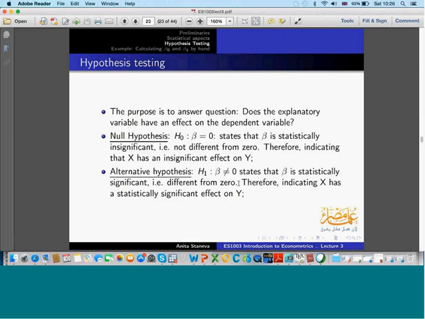The alternative hypothesis, defined as beta not equal to 0, states that beta is statistically significant and different from 0. Therefore, it indicates that x has a statistically significant effect on y.